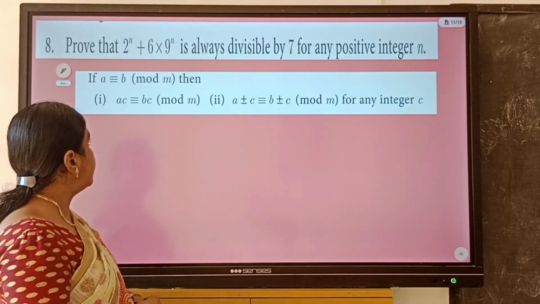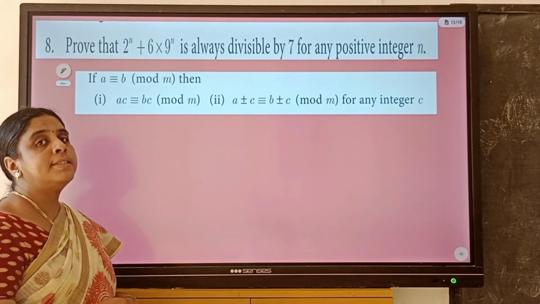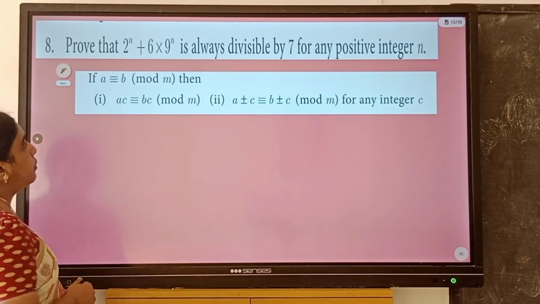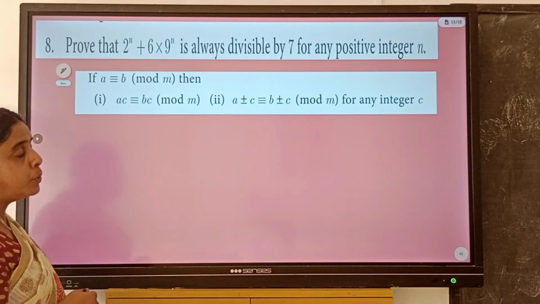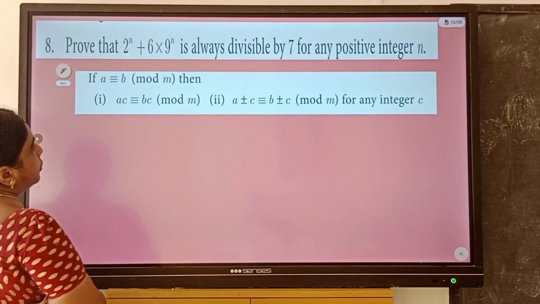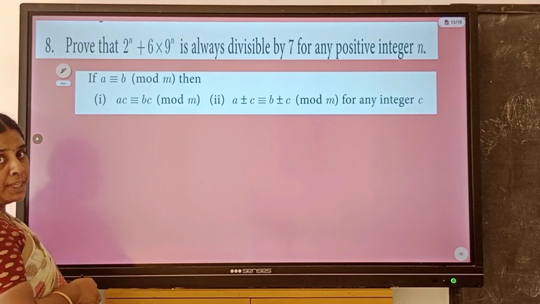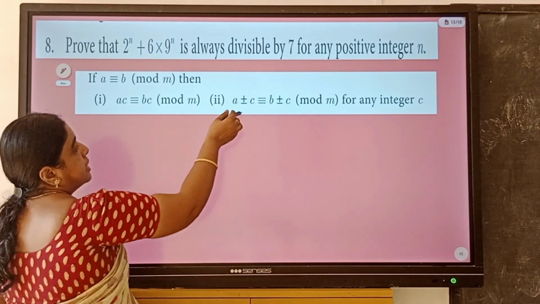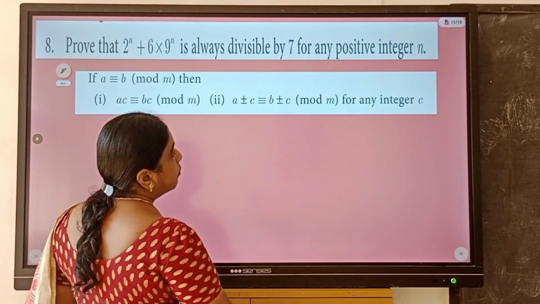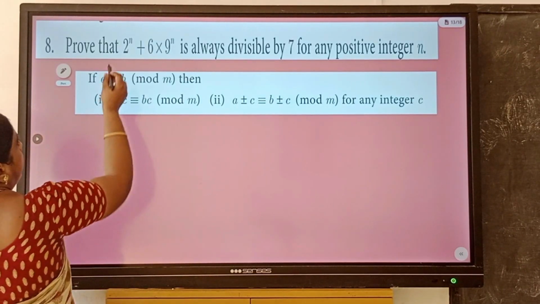Now we have the 8th sum. Prove that 2 power n plus 6 into 9 power n is always divisible by 7 for any positive integer n. So for proving this statement, we are going to use other statements of congruence modulo. If A is congruent to B mod m, then we can write AC is also congruent to BC mod m. Then A plus or minus C is congruent to B plus or minus C mod m for any integer C. So we are going to take this statement and prove this.